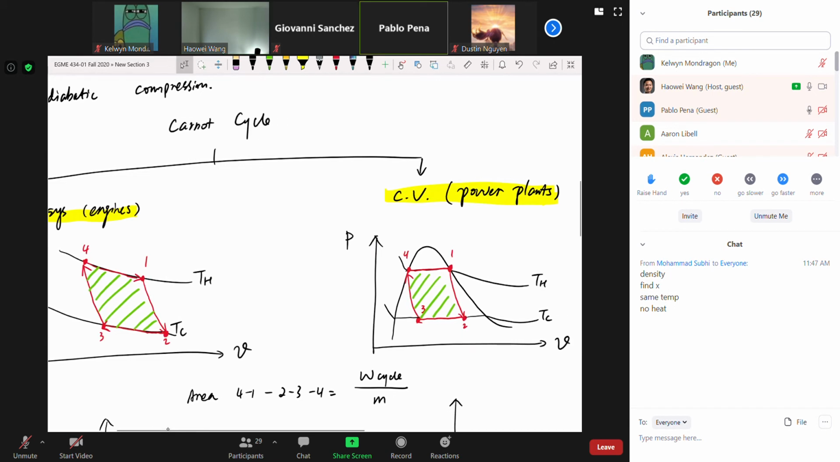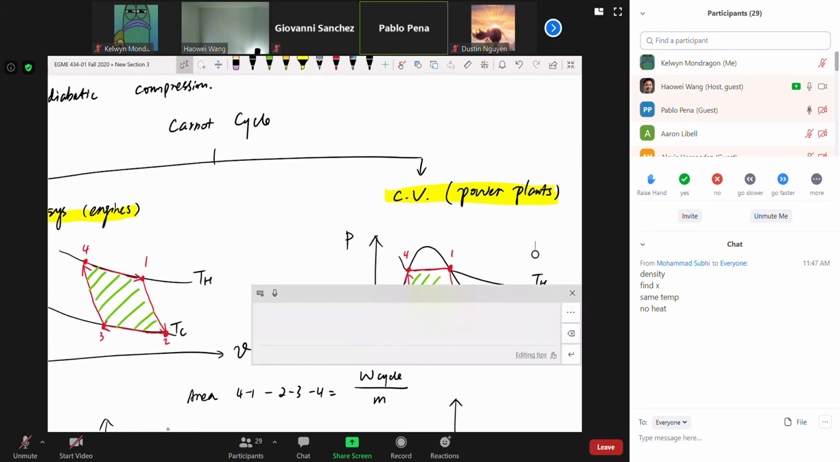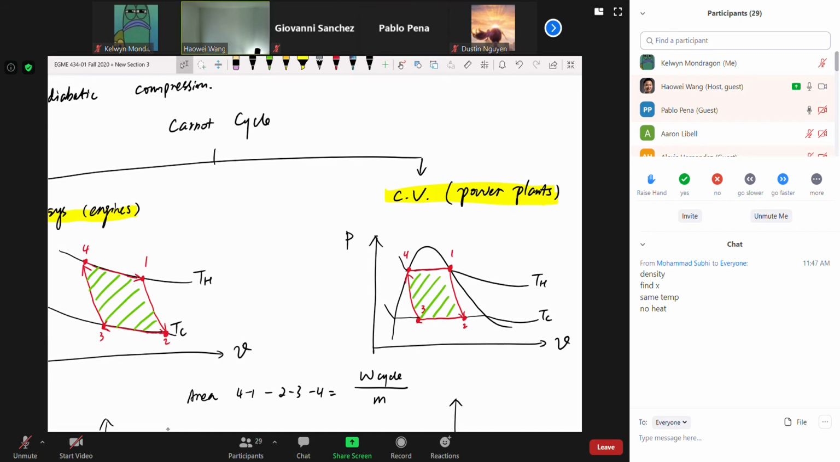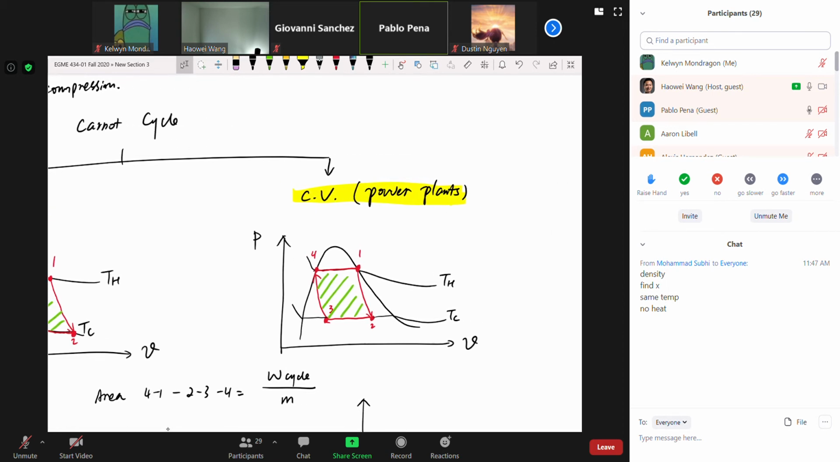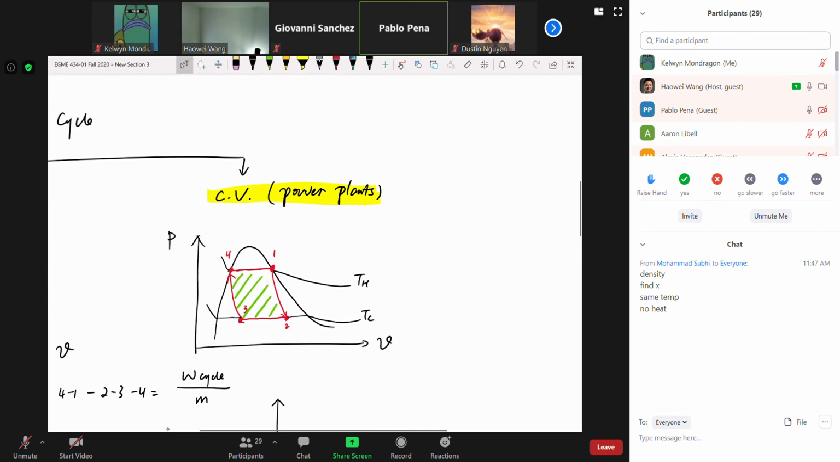Professor, I have a question. For a control volume or a power plant in the Carnot cycle, can we assume that the pressure and temperature are equal from 4 to 1? From 4 to 1, we know that temperature is constant, but from the looks of it here, pressure also looks constant.